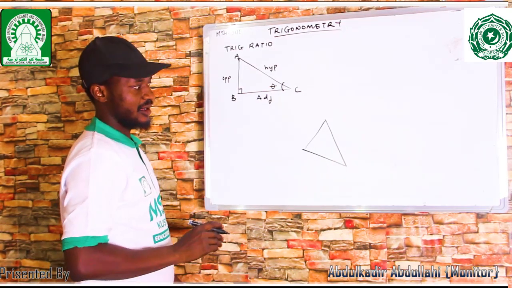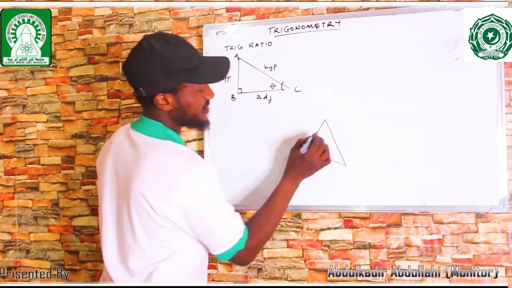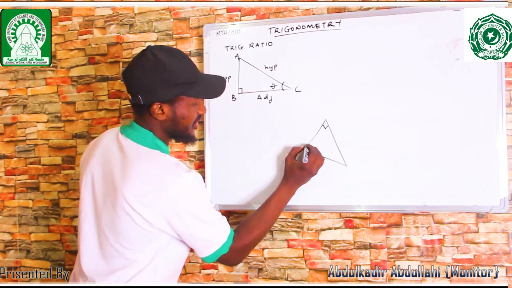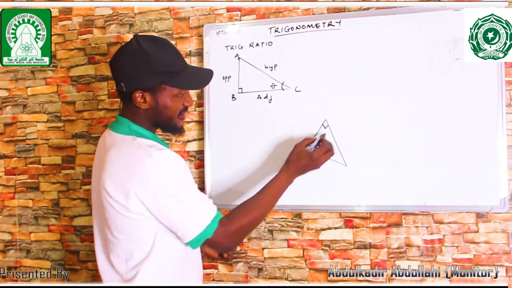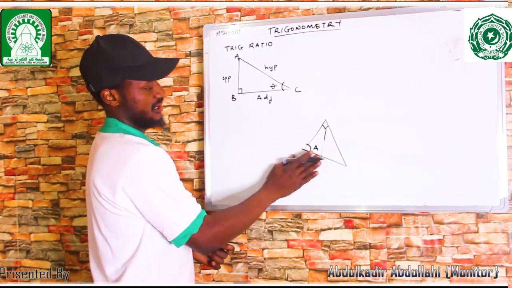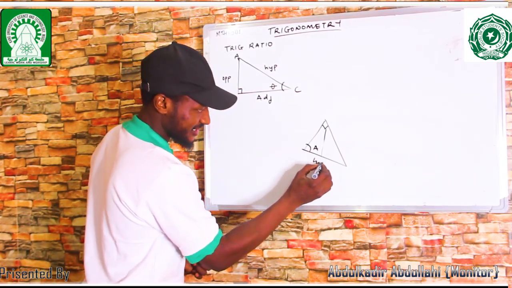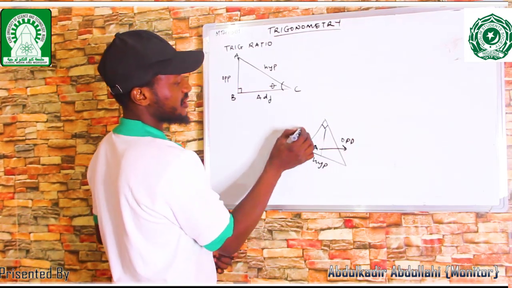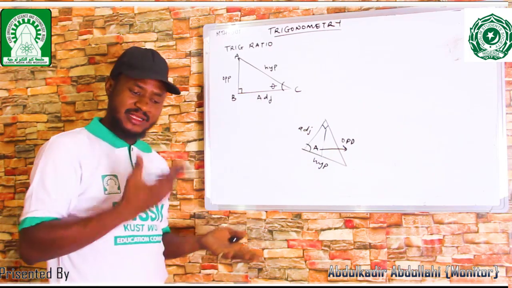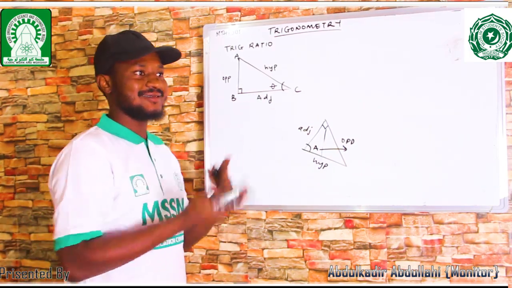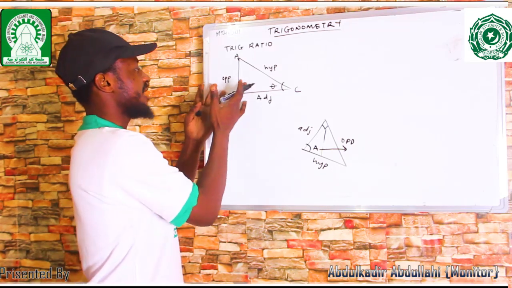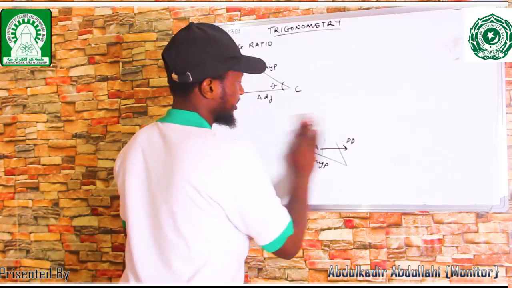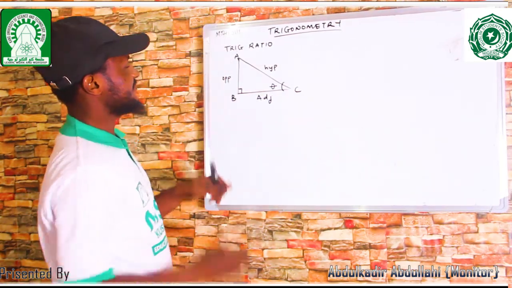For instance, I might be given an angle like this, and I can say this is a right angle triangle. What shows that it is a right angle triangle is this 90 degree. The side which faces the 90 degree is called the hypotenuse. The one facing the angle given is called the opposite, while the remaining one is called the adjacent. No matter how the angle is drawn, just identify where your 90 is and where the given angle is. Now let's see the trig ratios.